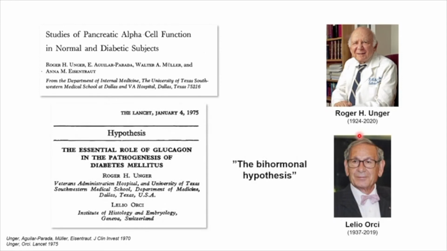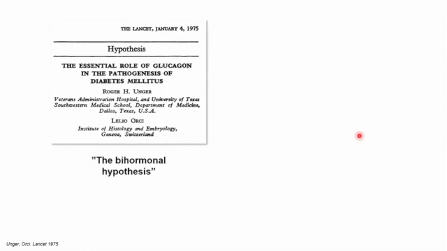Probably one of the most important and well-known ones is this one describing the bihormonal hypothesis, together with the Italian Lelio Orci. He did all his research from Geneva, but he was originally Italian. And together they published this paper in 1975 describing that it's impossible to have diabetes without glucagon.